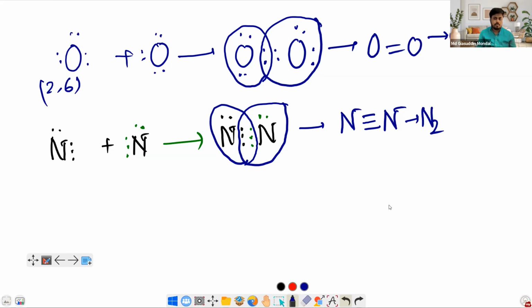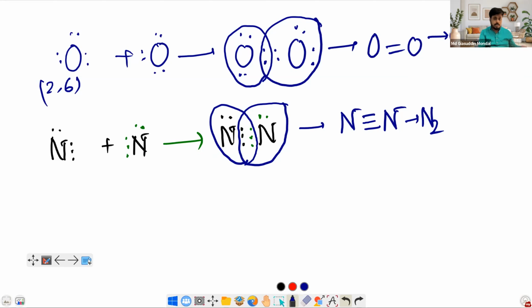Sir, it's 3 electrons, then N2 has N3? No, it's not N3. There are 3 types of bond: single bond, double bond, and triple bond. But here 2 atoms are involved, so we have to write N2. If 3 atoms were involved, then it would be written N3, right? Okay. Is this clear to all? Yes, sir.